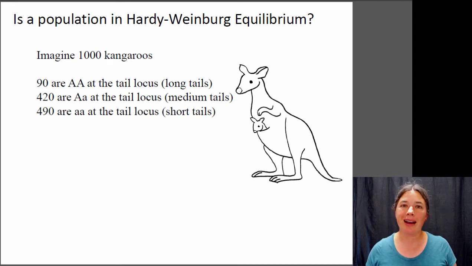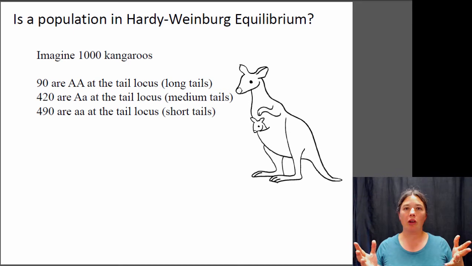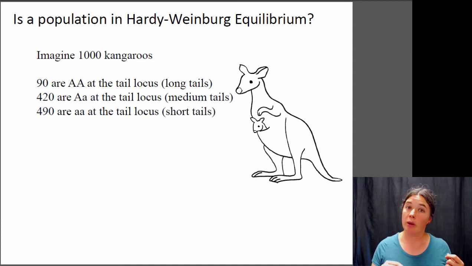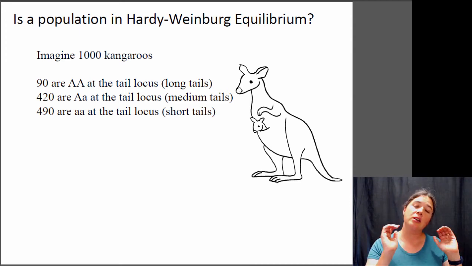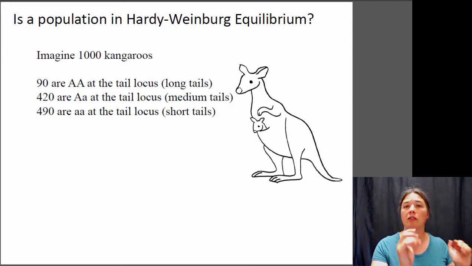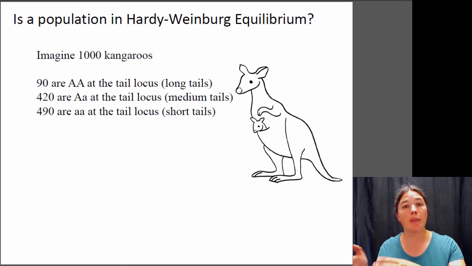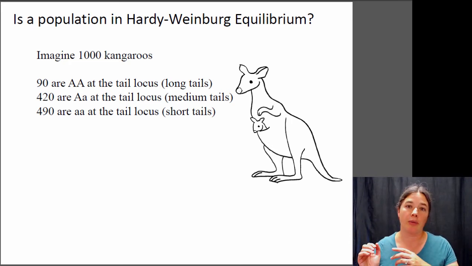Hello, this is Dr. Claire, and we're going to run through an example about how to tell if a population is actually in Hardy Weinberg equilibrium. All right, so here's our little population. We have 1,000 kangaroos. In order to tell if this population of 1,000 kangaroos is in Hardy Weinberg equilibrium, we need to figure out what the observed genotype frequencies are. And then we need to compare those observed genotype frequencies to the genotype frequencies that we would expect from Hardy Weinberg equilibrium. All right, so those are the two things that we're going to be doing.